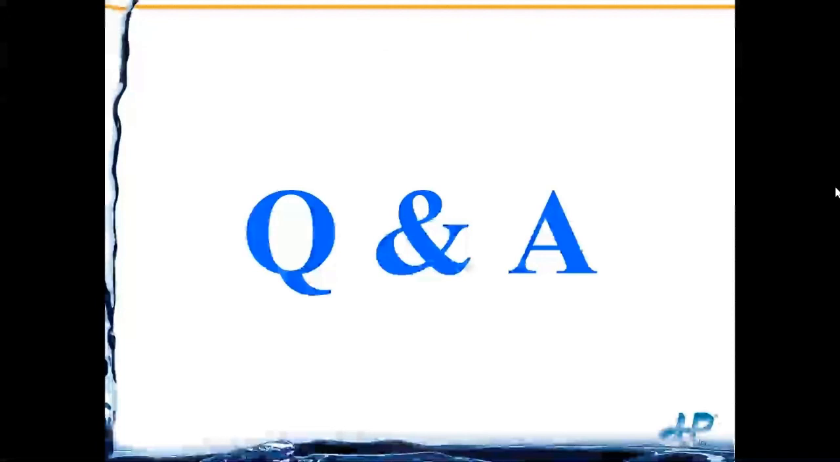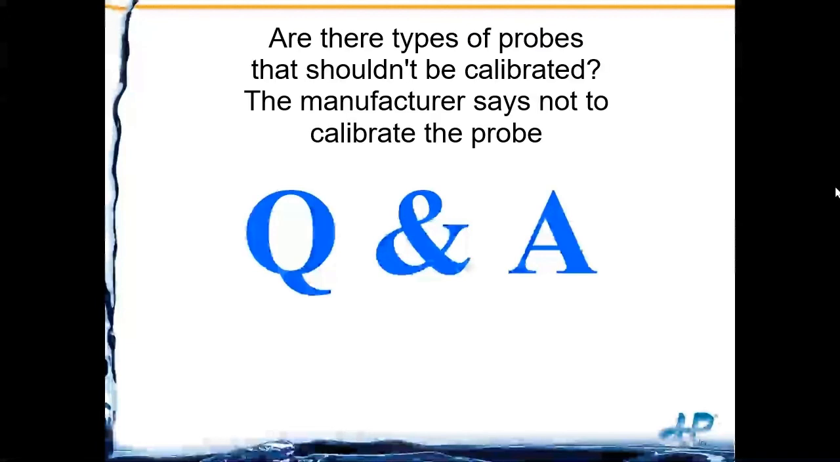What is the typical ORP range that is desired for protecting RO membranes while minimizing biofouling potential? Are there types of probes that shouldn't be calibrated? The manufacturer says not to calibrate. Okay, so the first part of this, because it was multiple questions, is the same thing as the previous question. So again, people like David's group have that information and can definitely give you, from what they have seen over the years, where to maintain it so that you don't have damage to the membranes.